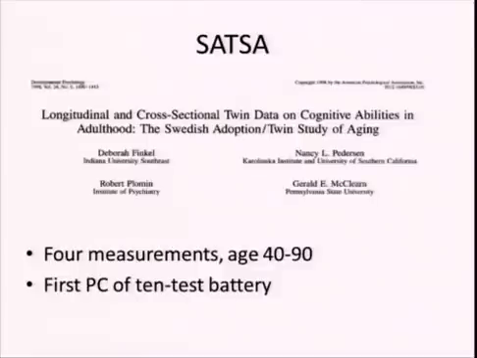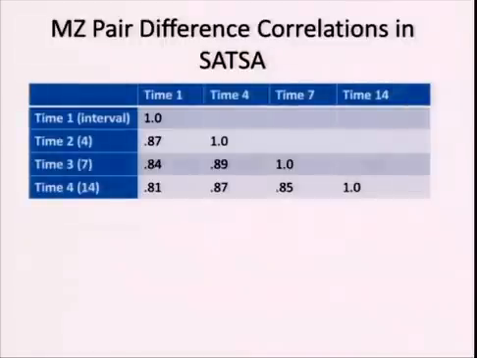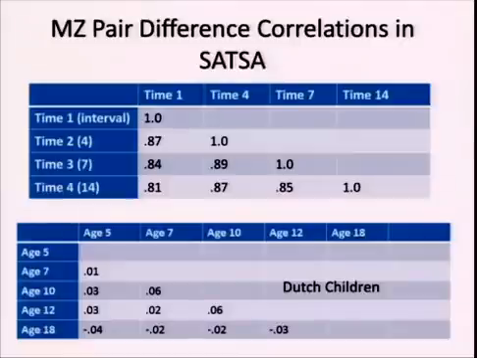Now, what's even more interesting about this is to ask the same question in adults. So I grabbed these data from the public part of SATSA, which are 4 measurements, everybody's familiar with it, of adult twins aged 40 to 90, the first principal component of their battery. And here are the same correlations on the top in the adults. So in adults, identical twin differences are correlated almost 1.0 over time. In fact, with a little bit of modeling, that coefficient is often not distinguishable from 1.0.